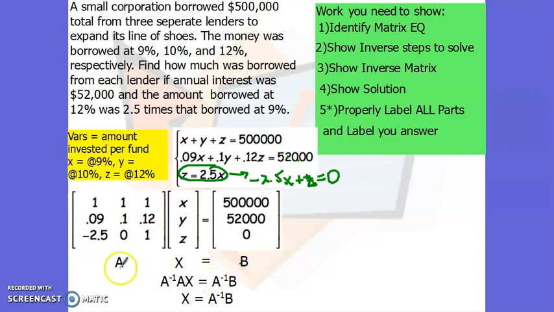But remember, if A is a 3 by 3, A inverse is a 3 by 3, then we should be able to multiply a 3 by 3 times a 3 by 1 matrix B. In that case, A inverse times A turns to the identity, and we just get X. A inverse times B will be our answer.